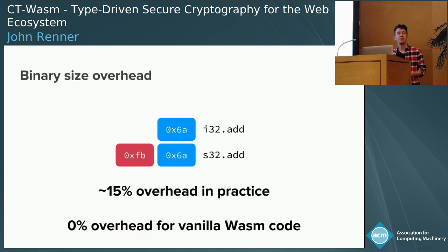This is because much of the binary is devoted to control flow, which is public, interfaces, types, things like that. So in practice, our libraries are about 15% larger than their unannotated counterparts. And we have 0 binary size overhead for vanilla Wasm code, which should be obvious. We are a direct extension, so all old code continues to work, and it didn't get any bigger.